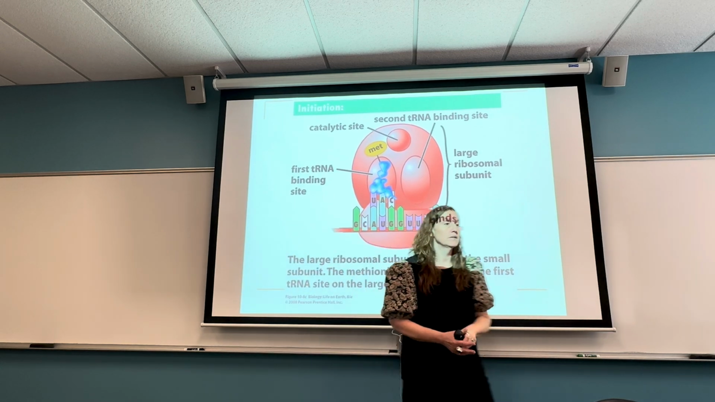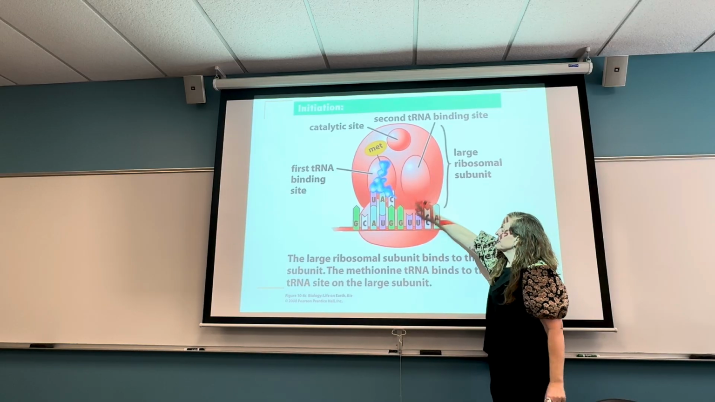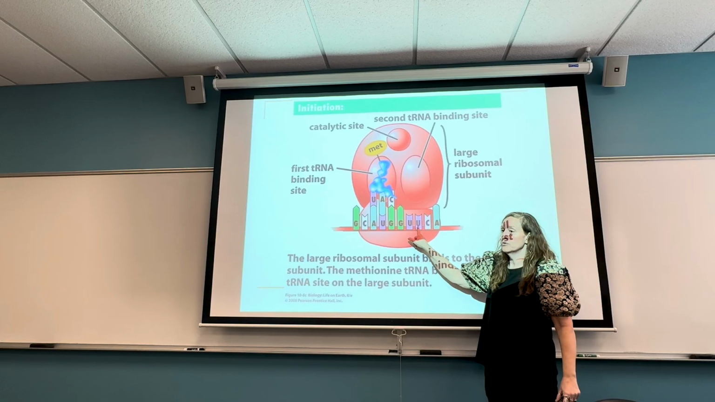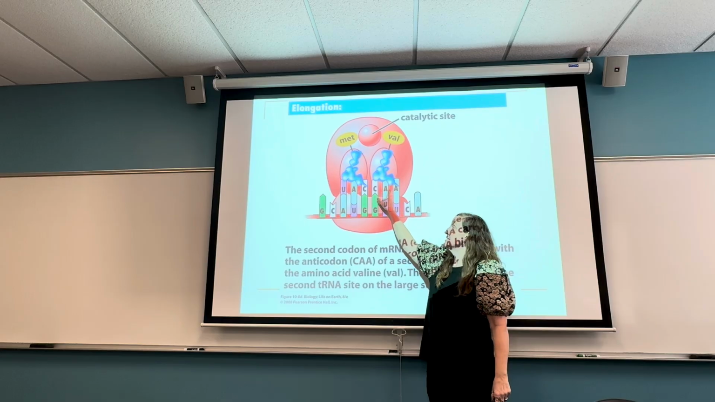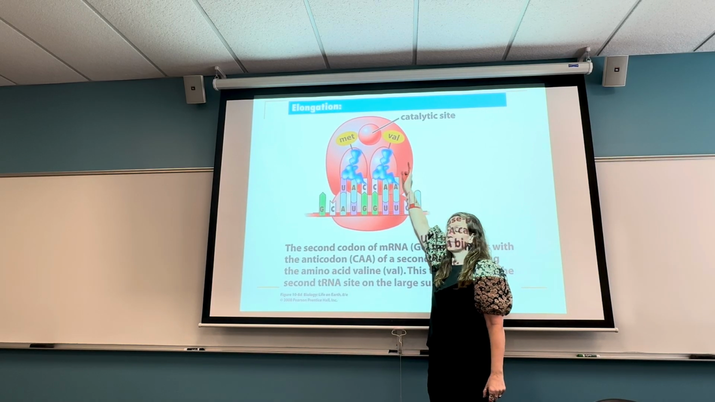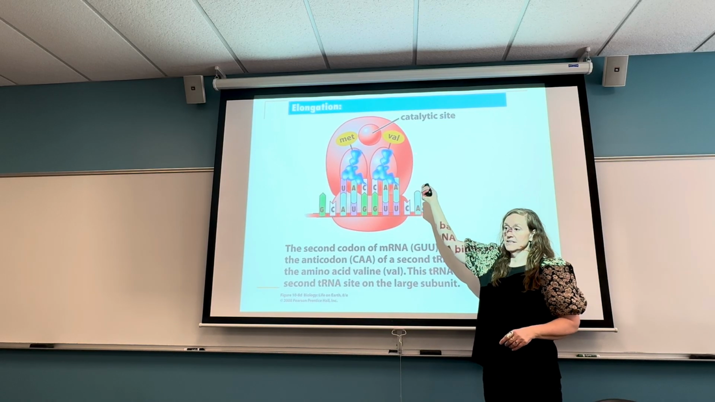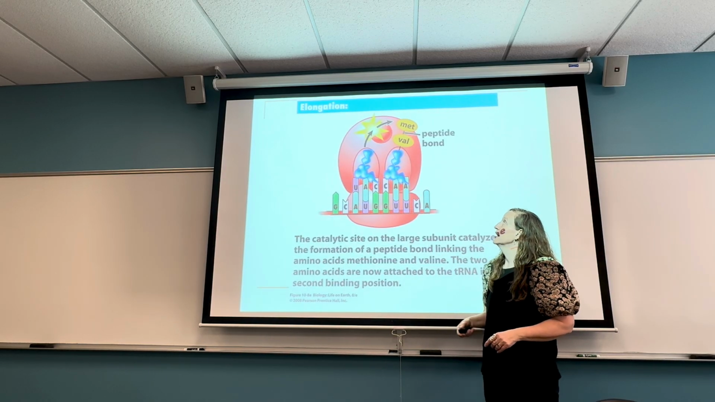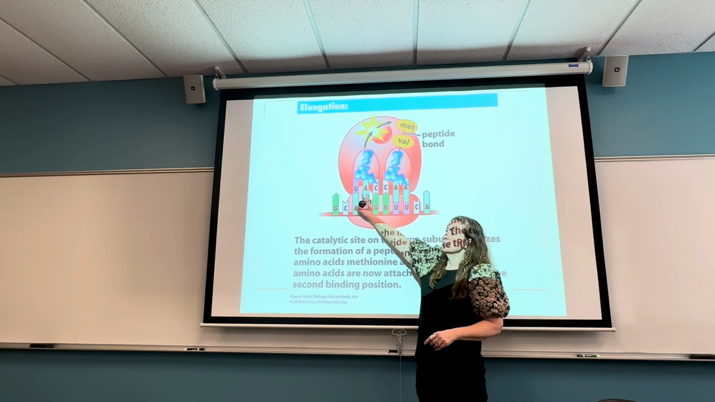Next, what's going to happen is this second binding site is going to call over the appropriate anticodon for GUU. GUU gets the anticodon CAA. GUU codes for valine. At the catalytic site, a peptide bond, a dehydration synthesis between these two amino acids is going to occur. They'll get their peptide bond, and then everybody's going to move over one.